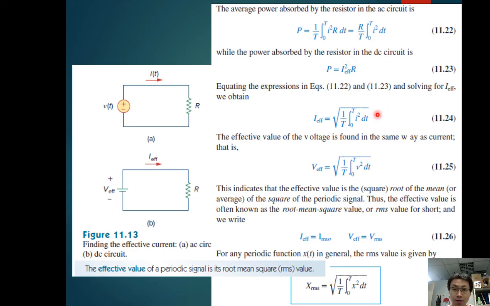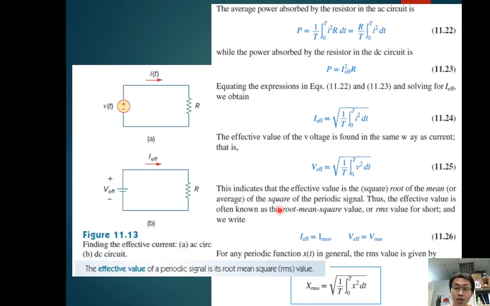So I found that the power absorbed by the resistor in the DC circuit is like this. Which one is the DC circuit? The DC circuit is like this. This is the AC circuit, and this is the DC circuit. Then P equals I effective squared R. Then I equate the expressions in 11.22 and 11.23. Solving for I effective, we obtain I effective equals this. And then the effective value of the voltage is found in the same way. So this indicates that the effective value is the root mean square of the periodic signal.